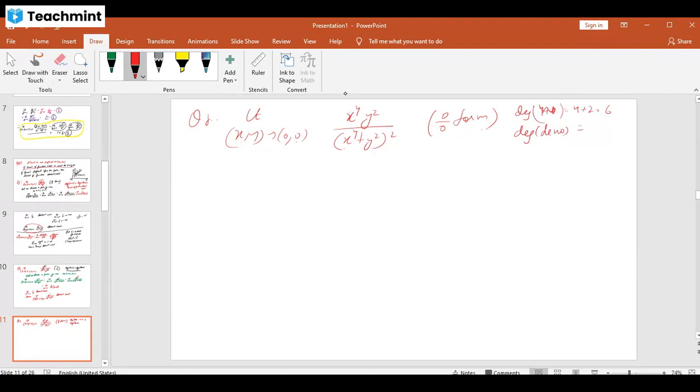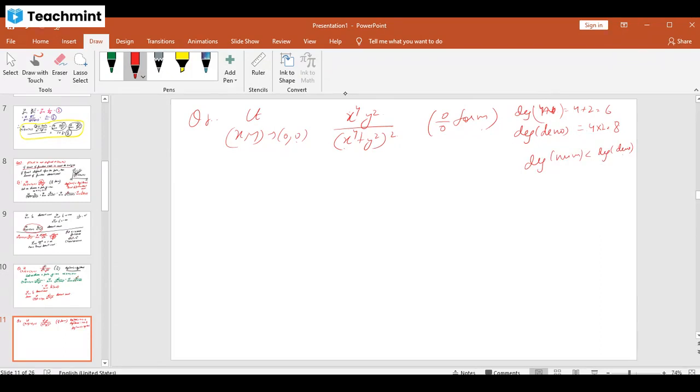Degree of the denominator: the maximum power is x^4, and the whole square of y^2 gives 8. So (x^4 + y^2)^2 has degree 4 into 2, that is 8. Again, the degree of the numerator is less than the degree of the denominator. So it means we'll try to prove that the limit of the function does not exist.